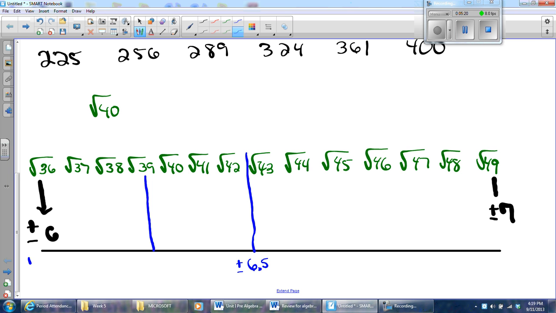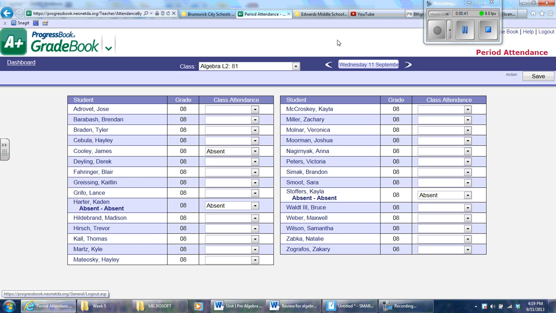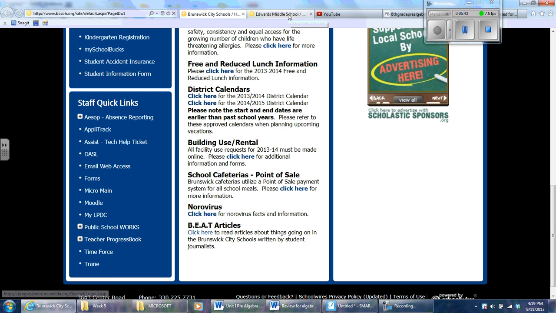Now, if this here is plus or minus 6, and this is plus or minus 6.5, what's in the middle? Well, that would be plus or minus 6.25. Now, just to show you what I'm doing here, I'm suggesting that the square root of 39 is approximately equal to 6 1/4 or negative 6 1/4. Let's check it here. Hold on a second.